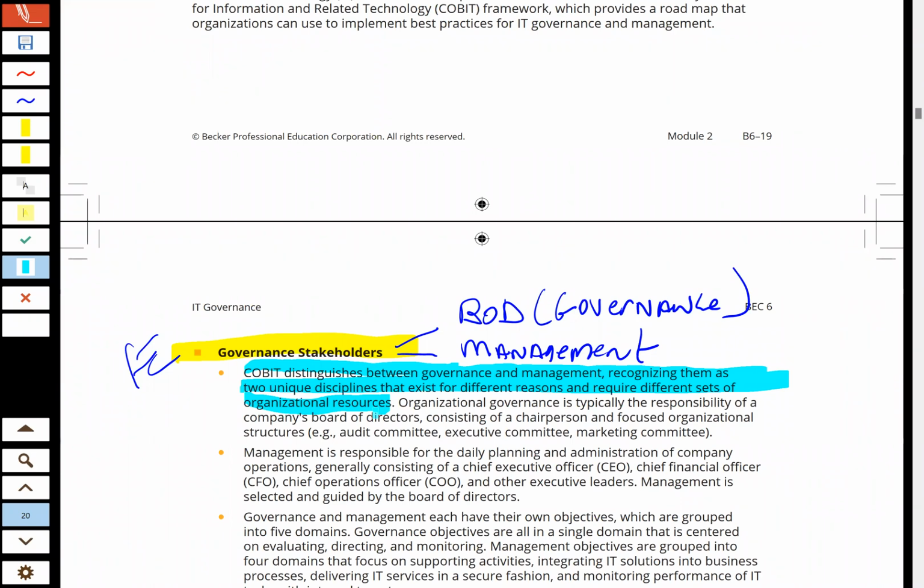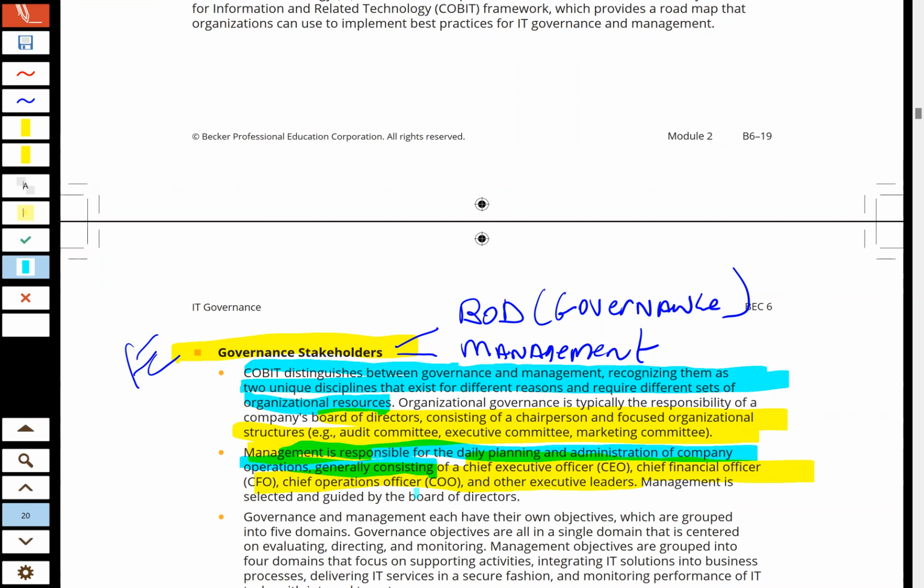So when we talk about governance, we're talking about the board of directors. And there are going to be parts of the board of directors, committees, audit committees, executive committees, marketing committees that are going to be involved in that. Management, on the other hand, is going to be individuals like our chief financial officer, our chief operating officer, obviously the CEO, et cetera, right? All the leaders of management are responsible for the daily planning and administration of the company operations.